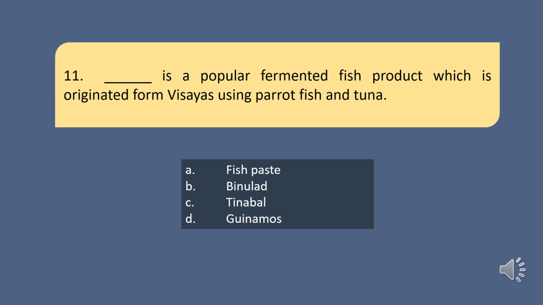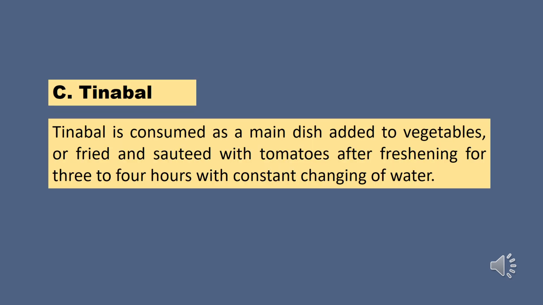A. Fish paste. B. Bienulate. C. Tinable. D. Gynamos. 5, 4, 3, 2, 1. The correct answer is letter C. Tinable. Tinable is consumed as a main dish added to vegetables, or fried and sautéed with tomatoes after freshening for 3 to 4 hours with constant changing of water.